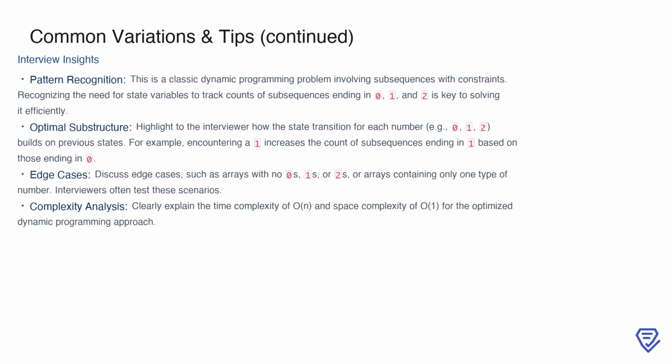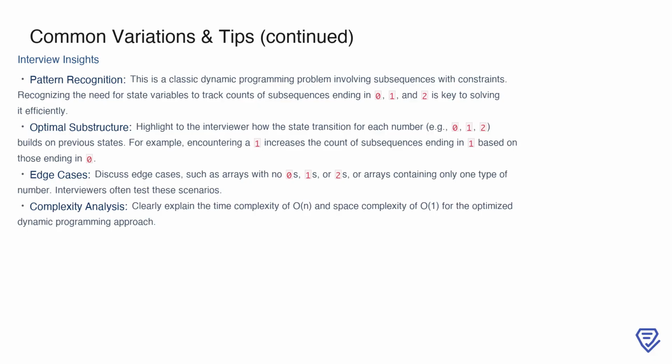In interview settings, this problem tests your ability to recognize patterns and design efficient solutions. One key insight is identifying this as a dynamic programming problem with constraints. Recognizing the need to maintain state variables for counting subsequences ending in 0, 1, and 2 is essential for solving it efficiently. Highlight the optimal substructure of the problem, where the state transition for each number builds on the counts from previous states. For example, when encountering A1, the count of subsequences ending in 1 should increase based on the count of those ending in 0.